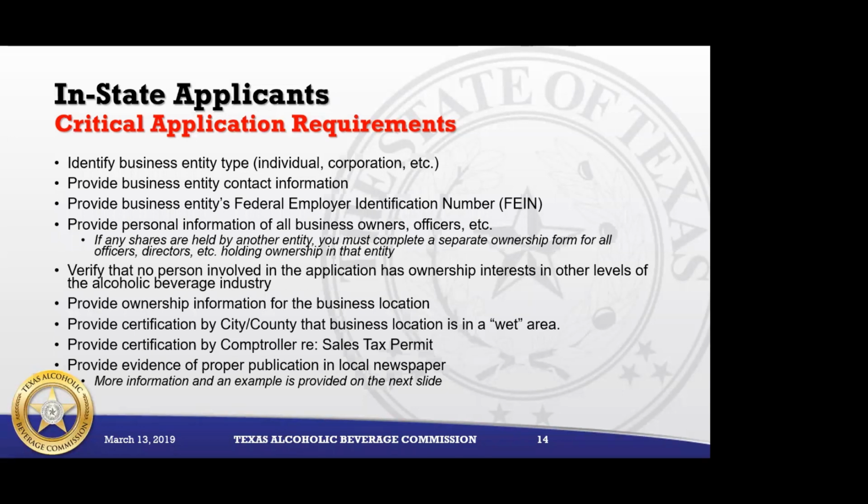Please make sure that no person involved in the application has ownership and an interest in other levels of the alcoholic beverage industry. Also, for our in-state applicants, you will need to provide some ownership information. These are the owners of land and/or building. Also, if it's not owned by the applicant, you generally have lease terms. So be sure to include all of this information when you're completing the application.